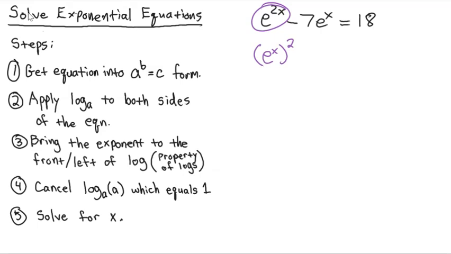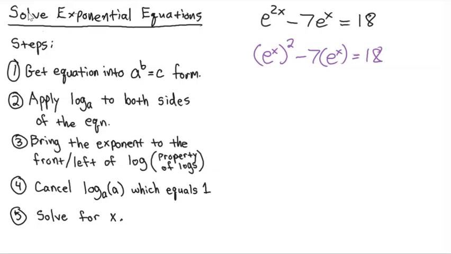This is also e to the 2x power, so this is equivalent to this. Now we're going to write this part, minus 7, and I'm going to put the e to the x inside parentheses, e to the x. Why? Because we have another e to the x in parentheses over here, and we might be able to do something clever with that, okay? And that's going to be equal to 18.